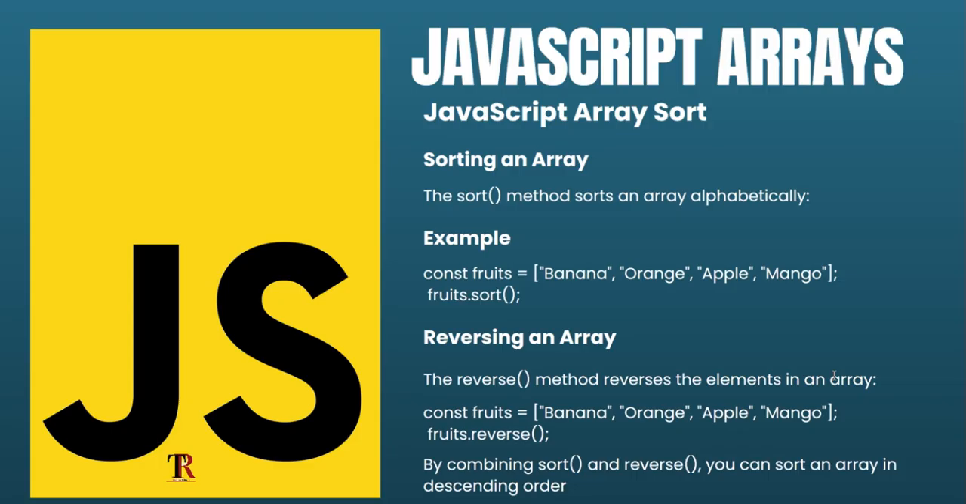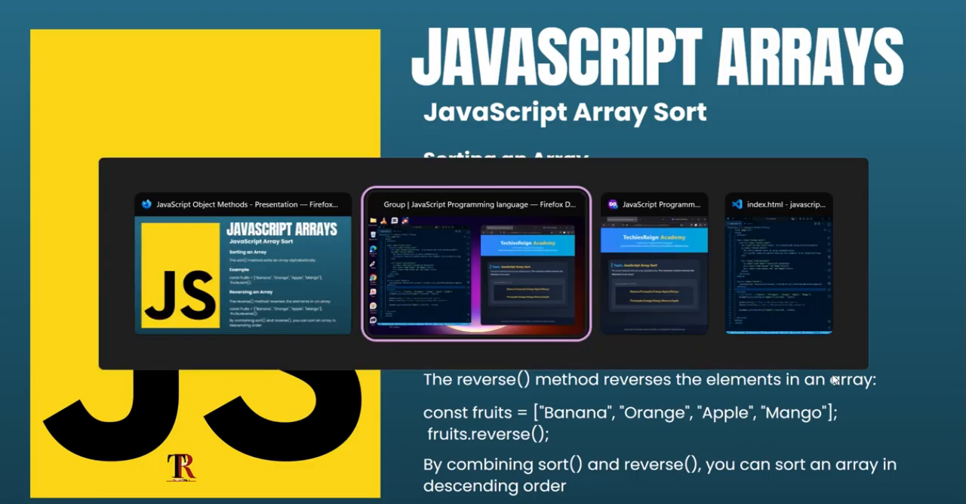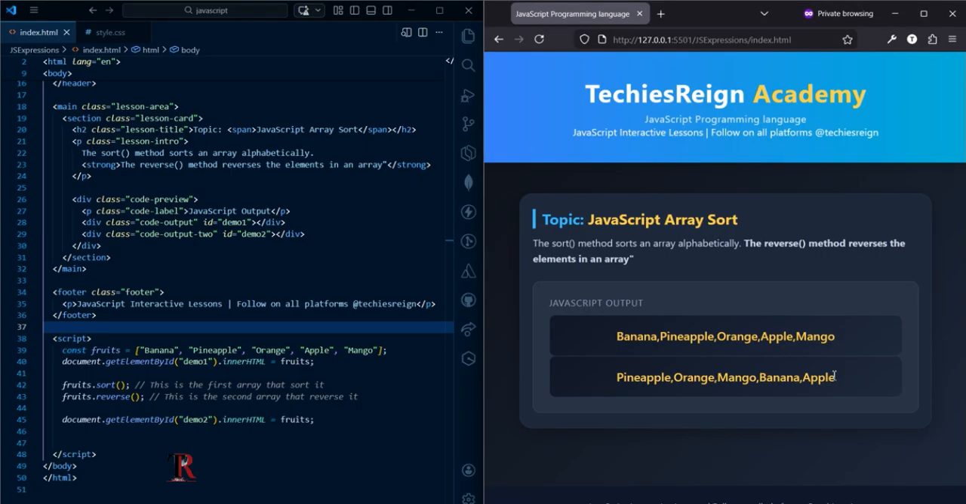Now, by combining sort and reverse, you can sort an array in descending order, which means that you can sort your array in descending order. That's from the highest to the lowest. And if you take a look at what we have right here on the screen, you will see that it follows a similar pattern. The pineapple, I think the pineapple is the longest, yeah, in length.